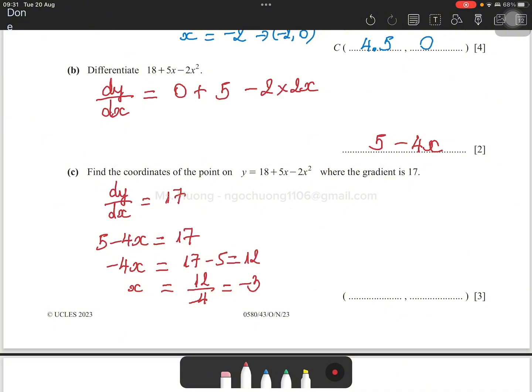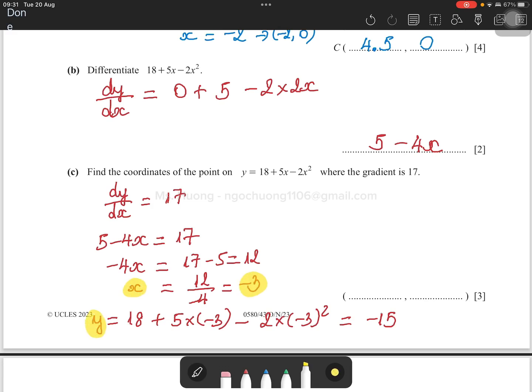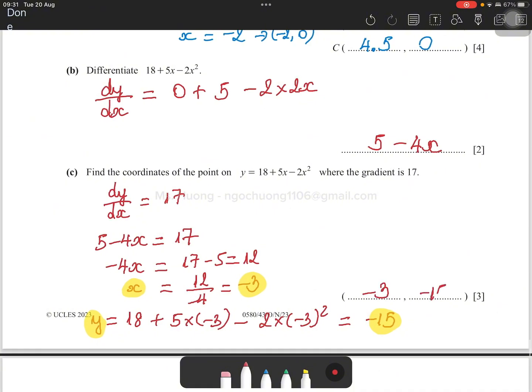And then we'll find the value of y by substituting x equals negative 3 into the equation, with 2 multiplied by negative 3 squared. So y has a value of negative 15. So the answer is that x equals negative 3 and y equals negative 15. (negative 3, negative 15). This is the end of the test.